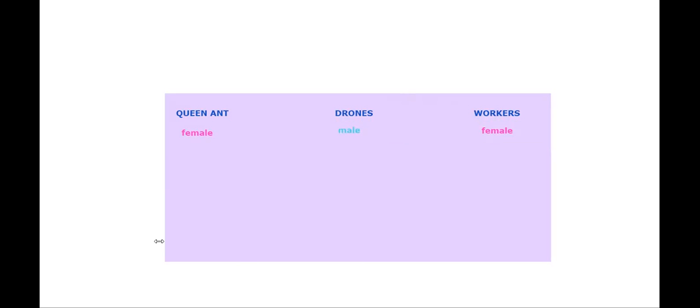With wings or without wings? The queen, with wings. The drone, with wings. Workers, without wings.